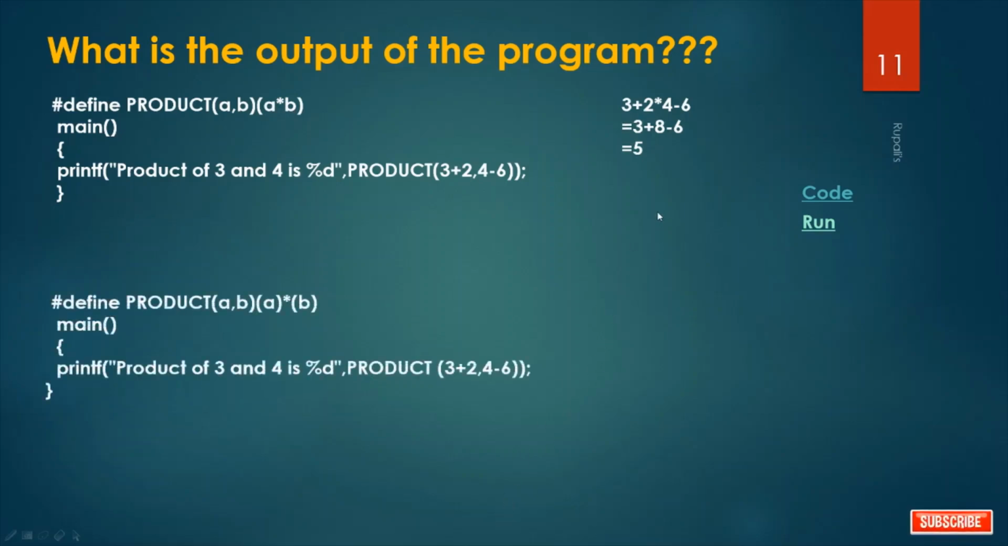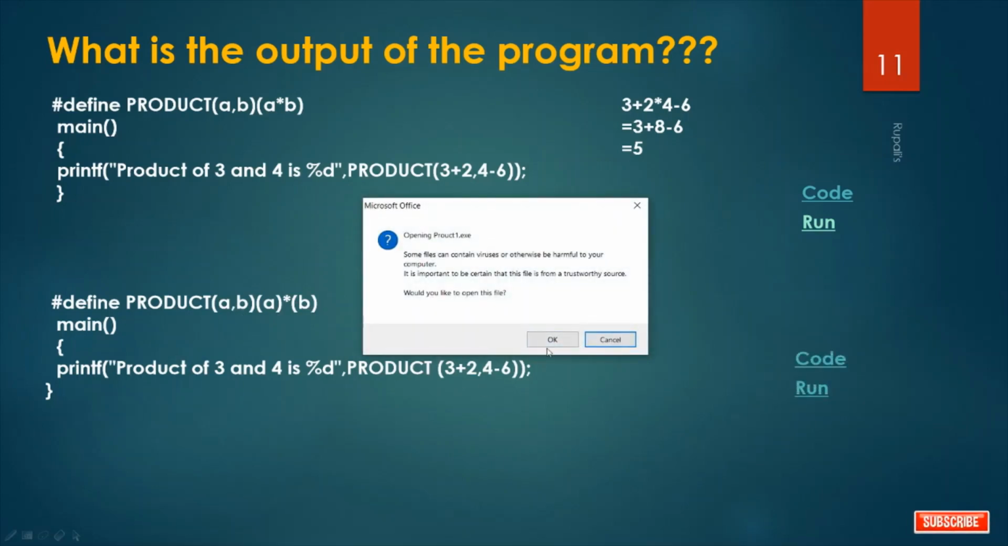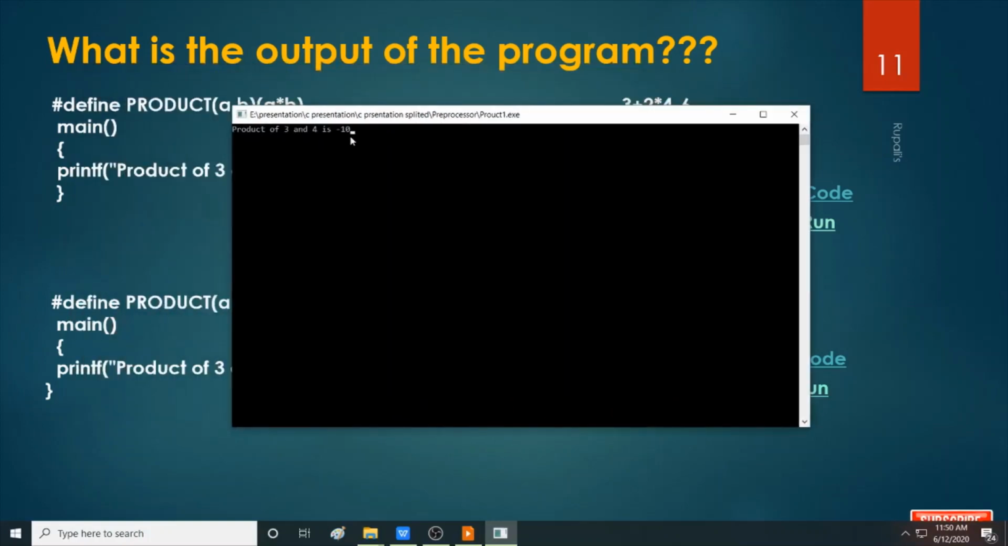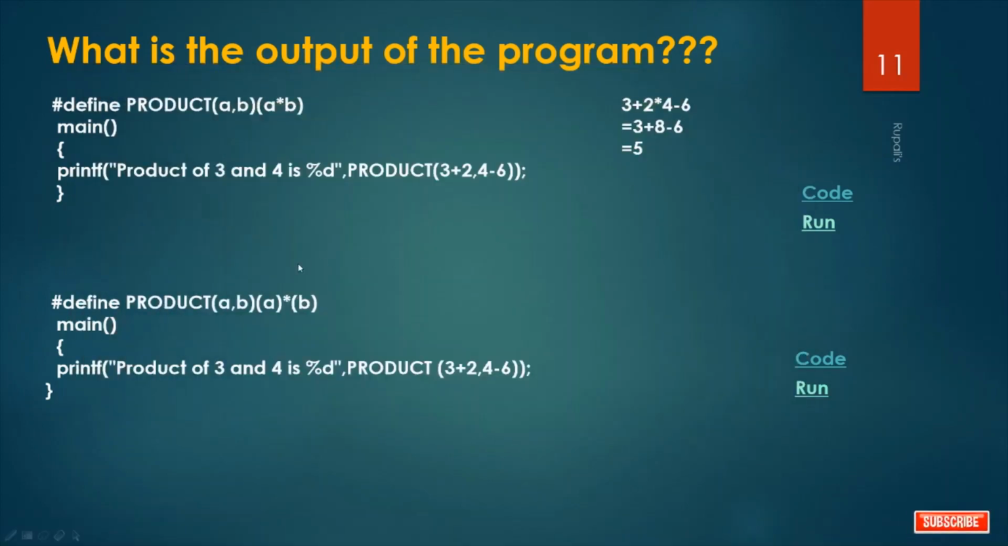So for getting the accurate result minus 10, you have to write it this way: A comma B, (A) into (B). Now, when we run the program, see, now we get our required result minus 10. So here this bracket is necessary. Don't forget to give this bracket. So (A) into (B) here.